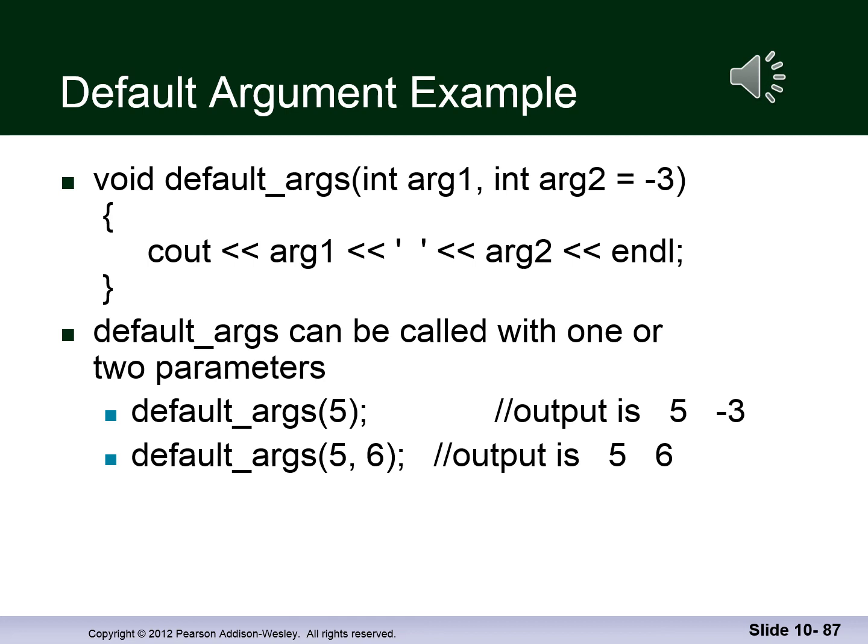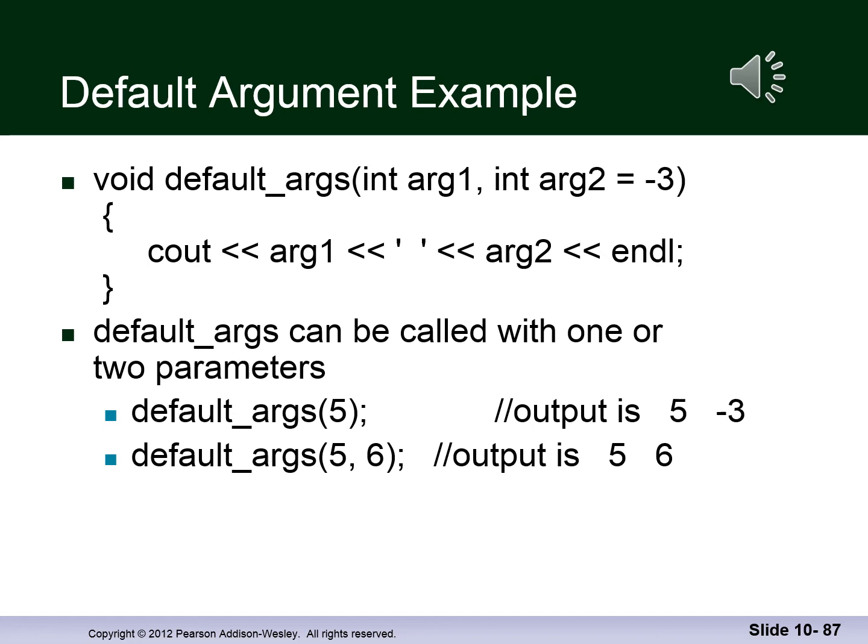Let's take a look at how this void function can be called with one or two parameters. If we call it with one argument, 5, the output is 5 -3. It uses the default of -3. If we call it with two arguments, two ints, 5 and 6, the output is 5 and 6. It uses 6 in place of the default. This is a very, very useful feature.